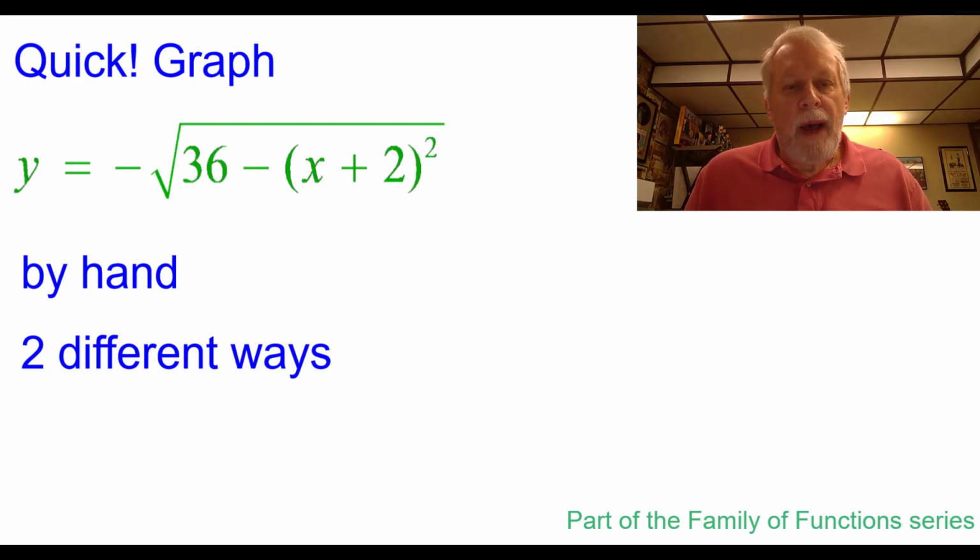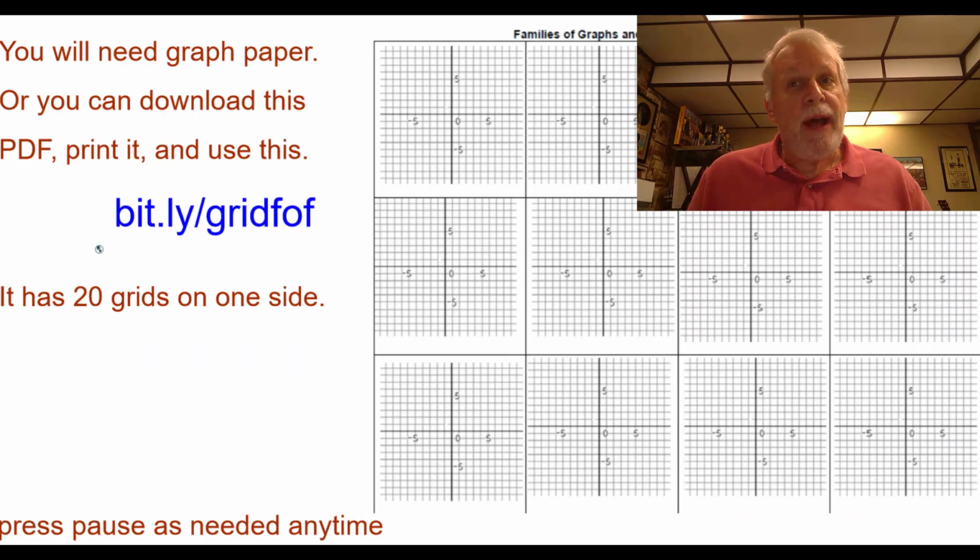Quick, graph y equals the opposite of the square root of the quantity 36 minus the quantity x plus 2 squared, by hand 2 different ways. This is part of the family of functions series. You will need graph paper, or you can download this PDF and print it. Press pause as needed anytime during this video.